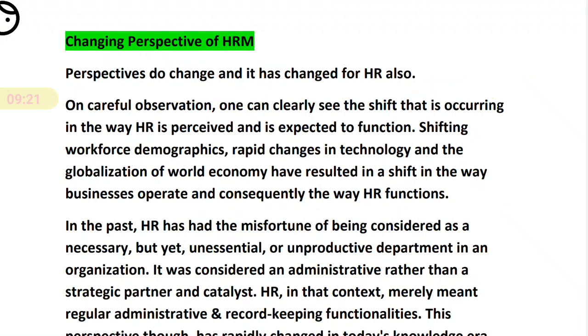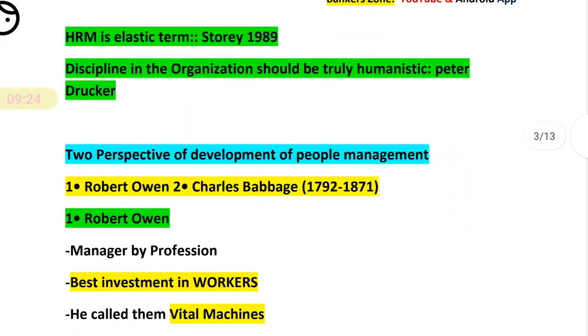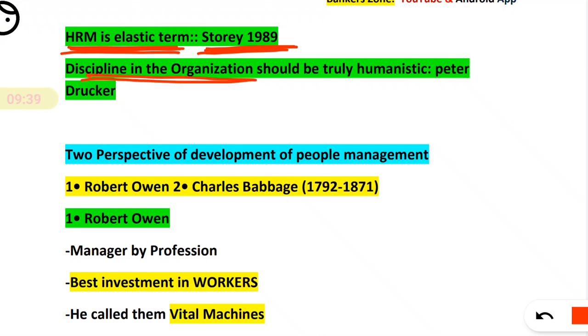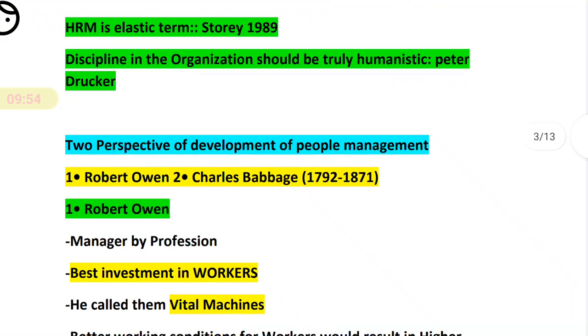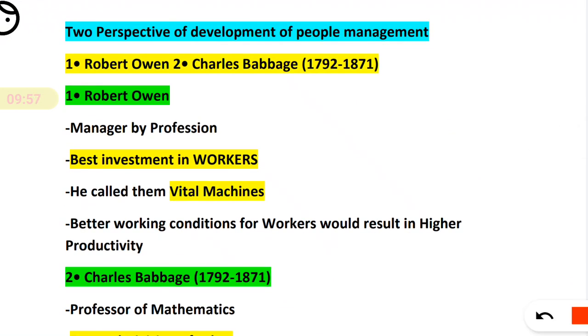Now see here, HRM is an elastic term, said by Story in 1989. So remember who said HRM is an elastic term: it is according to Story. And also remember, discipline in the organization should be truly humanistic, said by Peter Drucker. These two you have to remember. These are important.